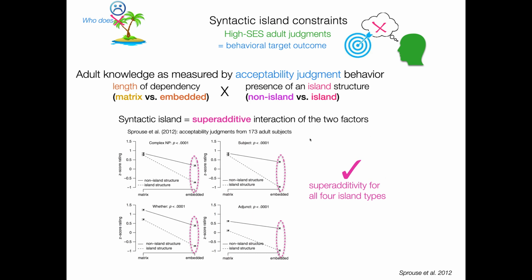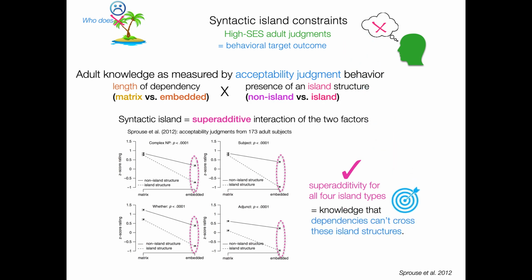And so this is what they found. This is from 173 adult subjects, and for each of our island types, complex NPs, subject, whether, and adjunct, that's exactly what we see, our non-parallel lines indicating superadditivity for all these four island types. And so, again, we're saying, okay, then whatever's going on under the hood, it's that knowledge that dependencies can't cross these island structures, or that crossing them is extra bad. There's a cost to it, and that cost shows up as this extra unacceptability in each case, that superadditivity that we find.